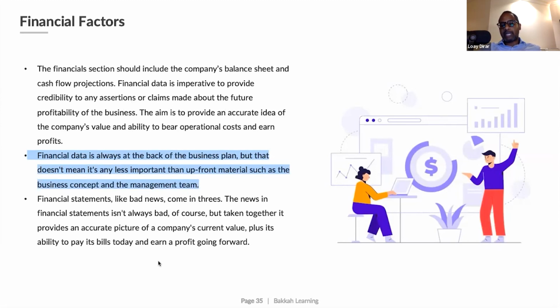Financial statements, like bad news, come in threes. The news in the financial statement isn't always bad, of course, but taken together, they provide an accurate picture of the company's current value, plus its ability to pay its bills today and earn a profit going forward.